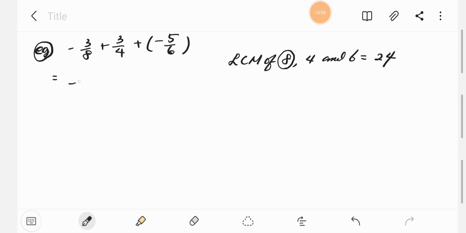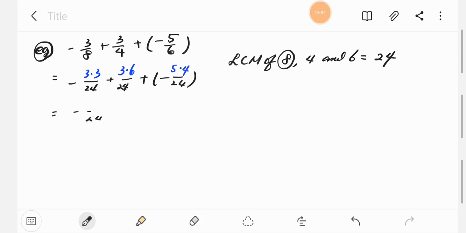So let's write equivalent fractions. All the fractions will have the same denominator, 24. So what's the numerator? 8 times 3 is 24, so multiply 3 by 3. For the second one, 4 times 6 is 24, so multiply 3 by 6. And then multiply 5 by what? 6 times what is 24? 4, right?